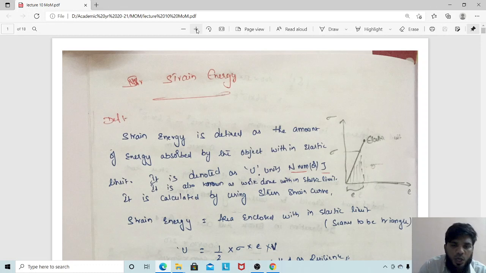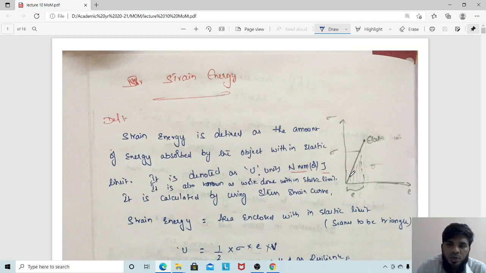For example, I am taking a rod and trying to stretch it, but I have not gone to plastic deformation. It is still under elastic deformation. The very important thing in strain energy is that it should be within the elastic limit. We have already discussed the stress-strain diagram. If I consider stress along the y-axis and strain along the x-axis, for every stress there is some amount of strain, and up to some extent it is a linear graph. During this linear portion, if I give energy, the material stores that energy. This is also called the work done within the elastic limit.